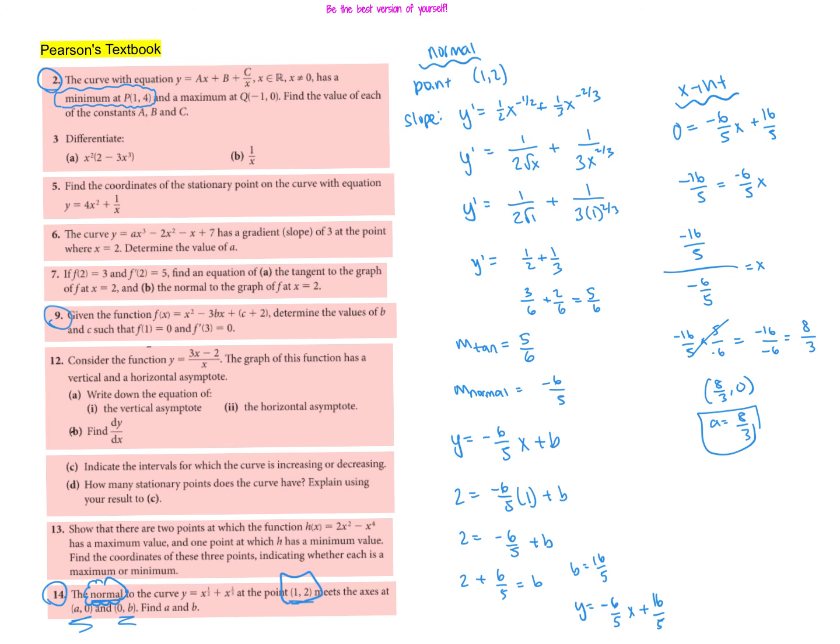And then to find the y-intercept, I'm going to set x equal to 0: y equals negative 6/5 times 0 plus 16/5. So I get y equals 16/5. So I have (0, 16/5), so b is 16/5.